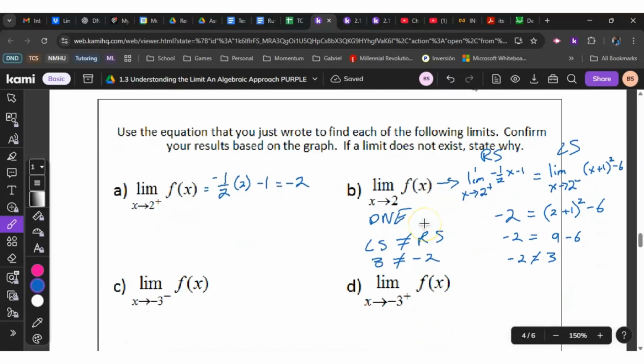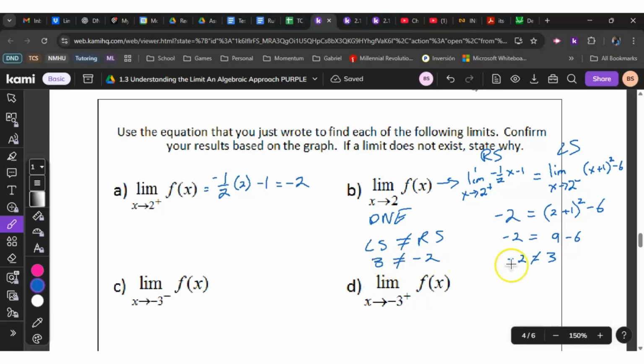So we can do that algebraically. Let's look at the graph and make sure it's right. If you look up at the graph and you approach 2, do you indeed get 3 and -2? If you look at your graph, are you approaching 2 different numbers? Yeah. Therefore, it doesn't exist.